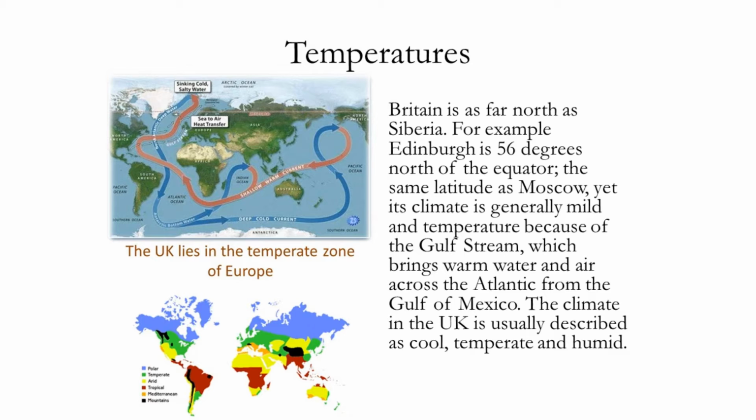Britain is as far north as Siberia. For example, Edinburgh is 56 degrees north of the equator, the same latitude as Moscow, yet its climate is generally mild and temperate because of the Gulf Stream, which brings warm water and air across the Atlantic from the Gulf of Mexico. The climate in the UK is usually described as cool, temperate, and humid.